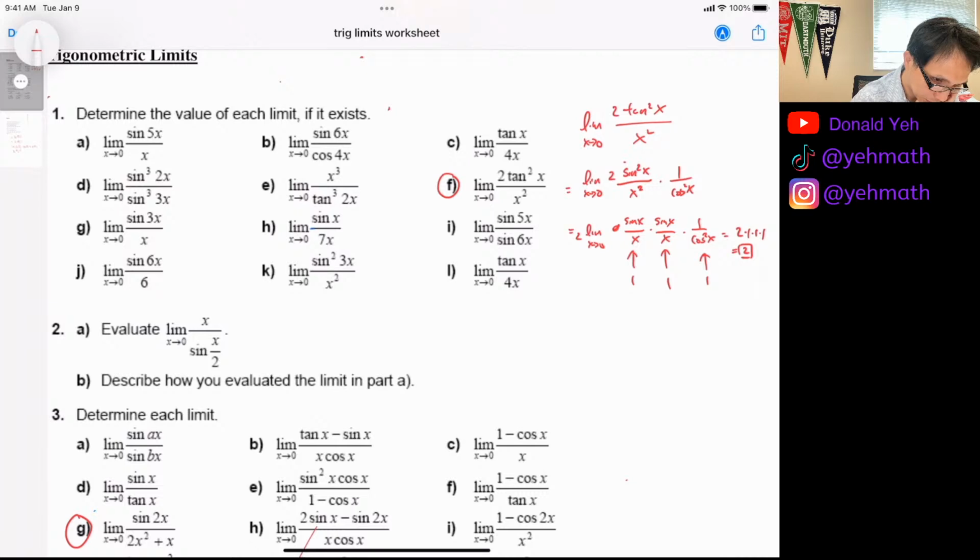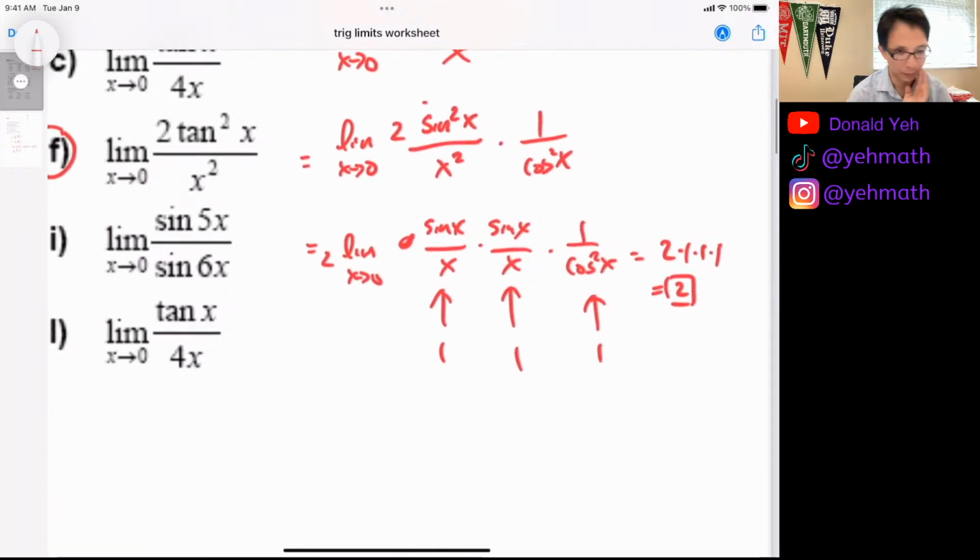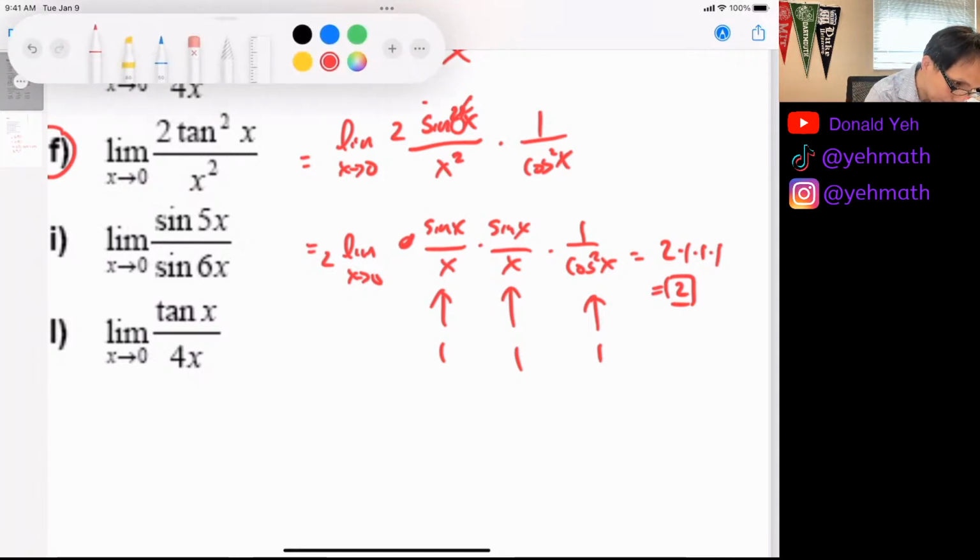Did you move the 2 to the front? Yeah, you can take any constant out, as long as the 2 is not right here. If the 2 is right here, you cannot take it out because that's the argument. If a 2 is in front of sine, that's a constant. Tan 2x, you cannot take out the 2. If it's tan squared 2x, then it's going to be tan 2x times tan 2x.